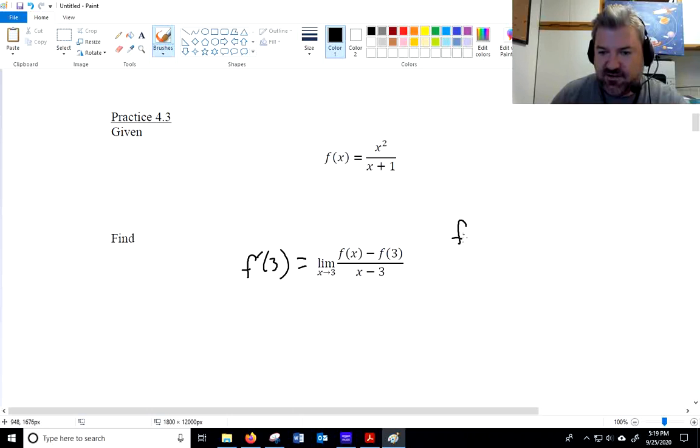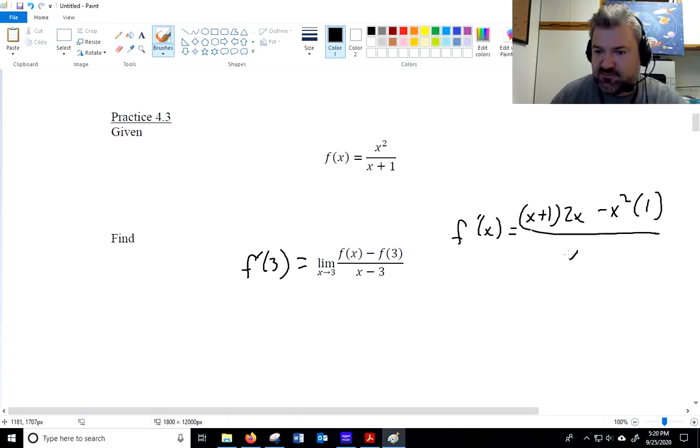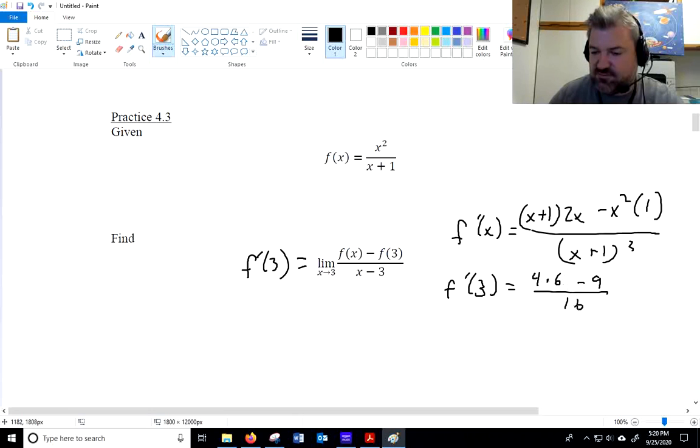So, let's find f prime of x. That's low d high minus high d low all over low low. So f prime at 3 is 4 times 6 minus 9 over 4 squared, which is 16. So 24 minus 9 all over 16. What is that? Like 15? 15 over 16. There it is.